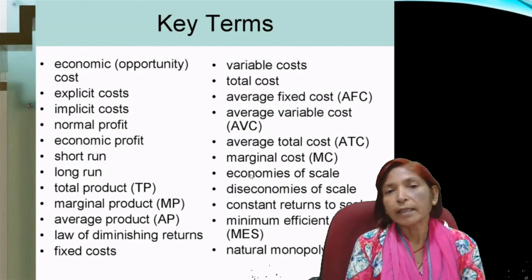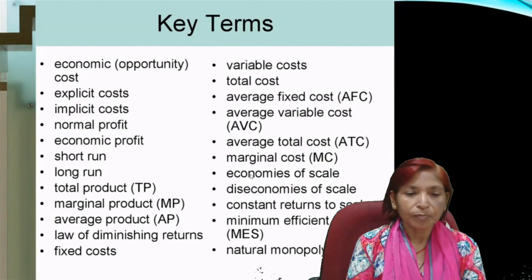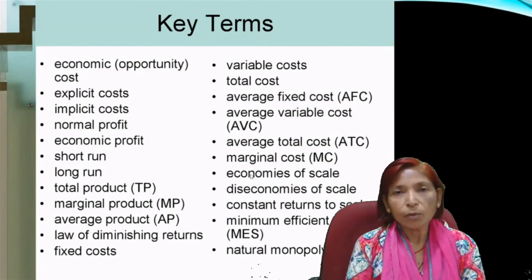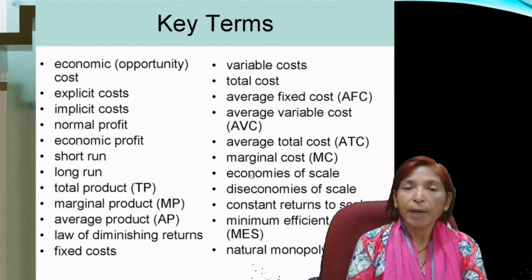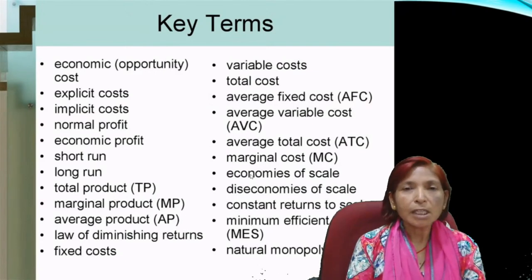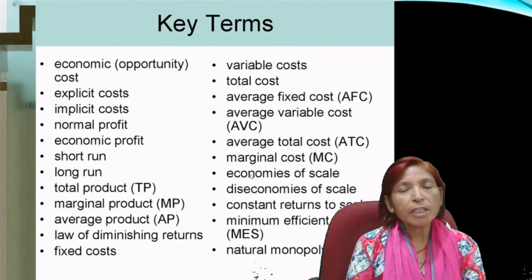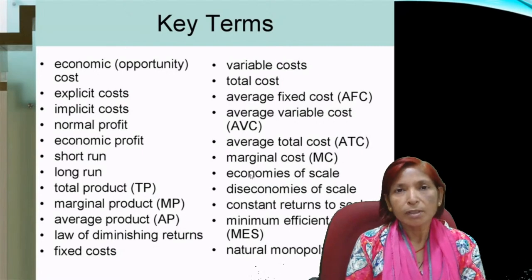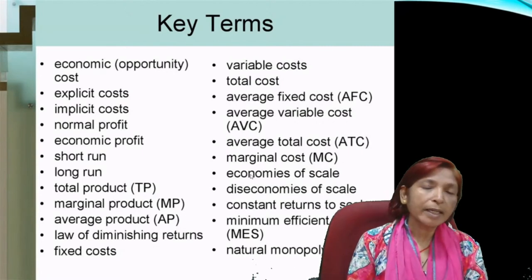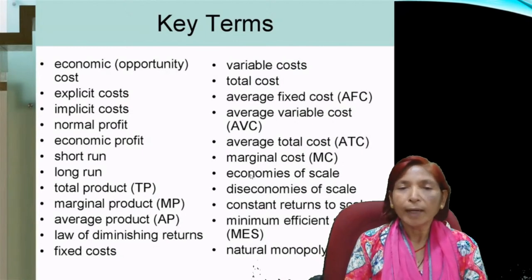Marginal product is the net change in total production. Or in other words, MP, we can calculate by taking the difference in total production, TPn minus TPn-1, or delta TP upon delta Q. If change in total production is divided by change in number of units, then we can get marginal production. Average production is the per unit amount of output. It can be calculated by dividing total production by quantity.